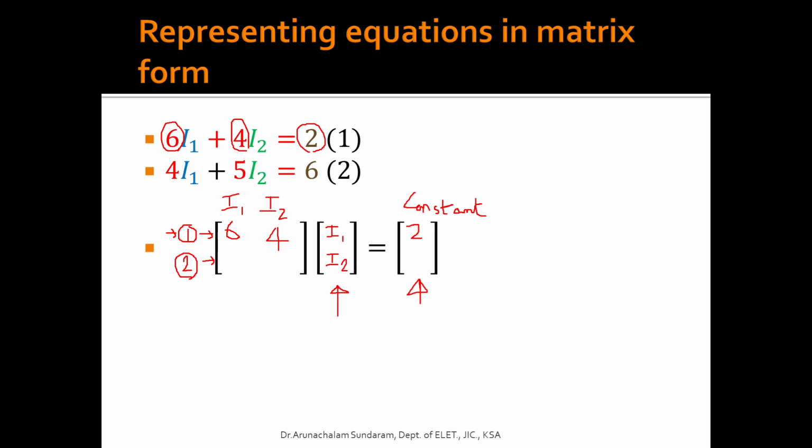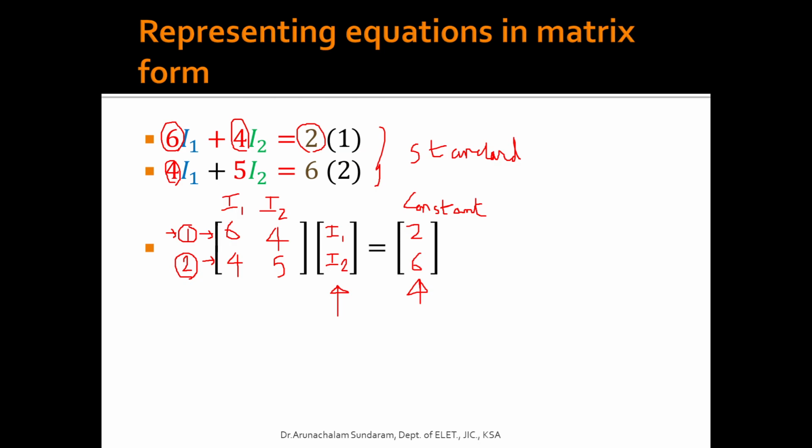Now go to the second equation. What is the coefficient of I1? 4. Write it here. What is the coefficient of I2? 5. Write it here. What is the constant? 6. So before you write in matrix form, you have to arrange the equations in the standard form. So this is called the standard form of the equation.